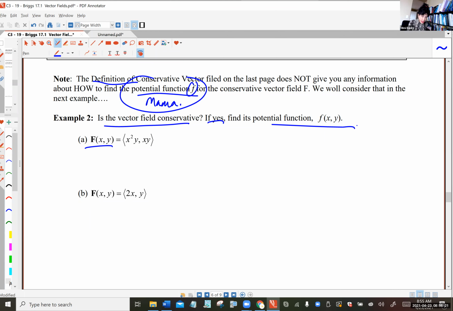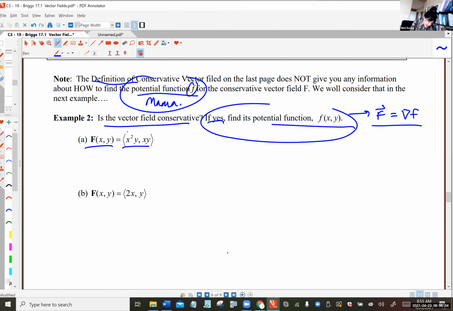When you are finding the potential function, what you're claiming is that the vector field is the same as the gradient of your mama function. That's the definition. Here's the vector field. This is M and this is N. So dN/dx, the partial derivative of xy with respect to x, is equal to what?